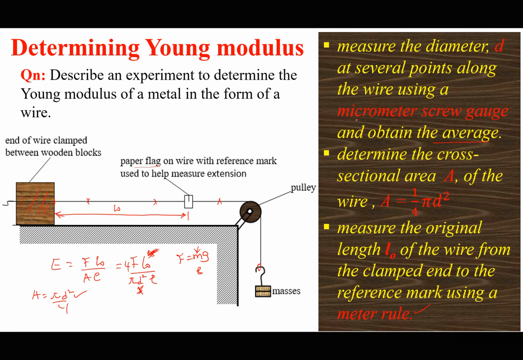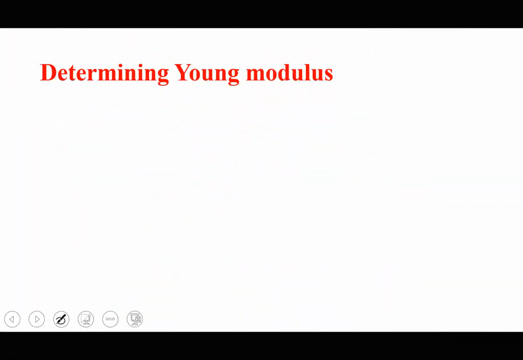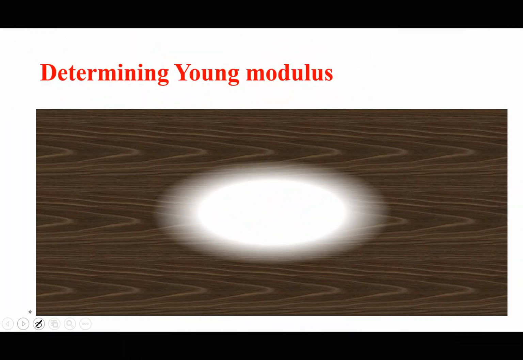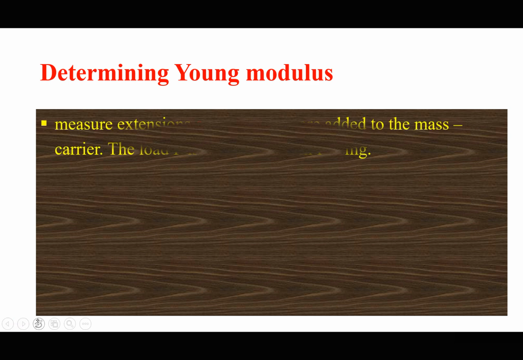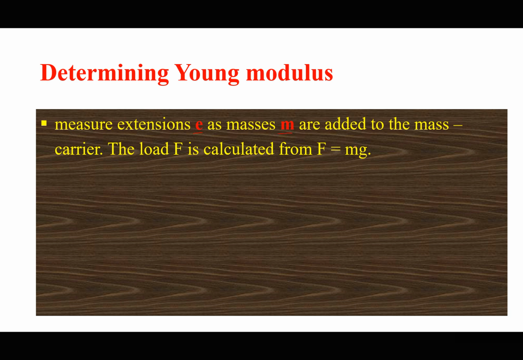So how do we therefore determine now the Young modulus from those results? There are two ways of doing this. For a single result, I said you can just substitute. But for more reliable results, we should plot a graph. So determine the extensions e as the masses m are added to the mass carrier or to the mass hanger. Then the load F, or the force F, is going to be determined from force equals m times g, where g is acceleration of free fall. So having obtained different values of F, I have different values of e and I have different values of F.